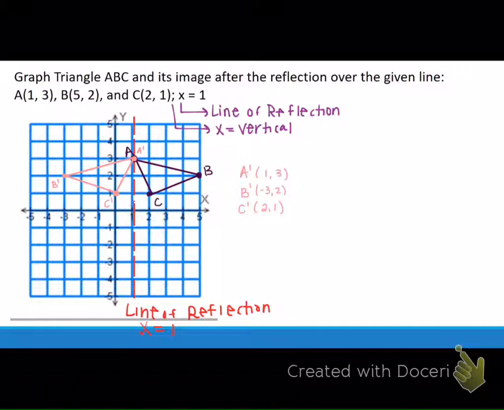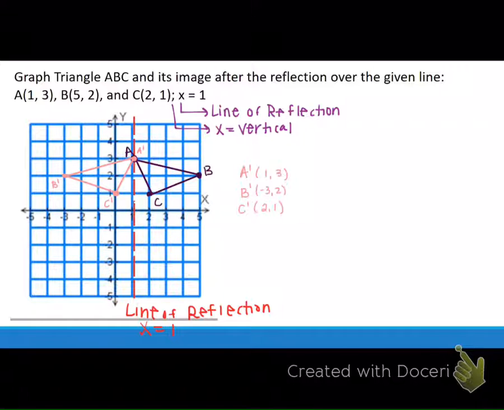We're looking at the x's. 5 to 1 is 4. Going past 0 would put us at -3, right? Because 1 would put us at 0. 3 more would be at -3. 2 to 1 is 1.